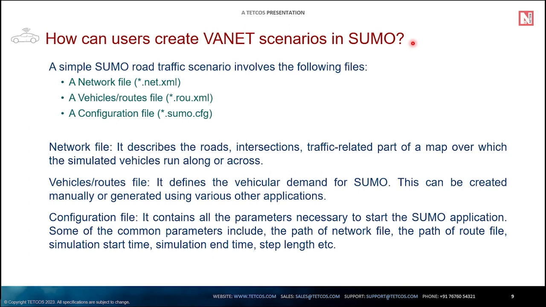A SUMO network configuration broadly consists of a network file which defines the road network conditions, a vehicle or routes file which defines the number of vehicles or trips in the simulation, and a configuration file which contains references to the other two files and other parameters associated with the simulation. NetSim can take a SUMO configuration as input and instantiate a network stack for each vehicle. It then simulates the wireless RF propagation and the underlying communication protocols, thereby facilitating VANET simulations.